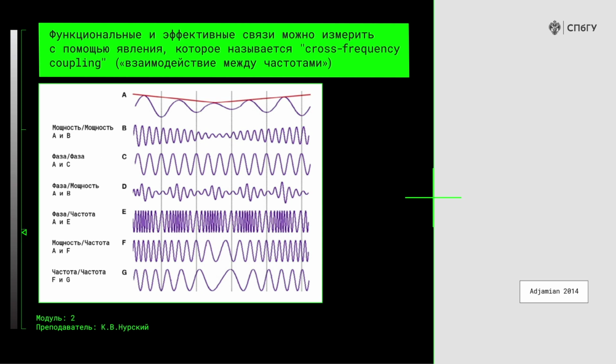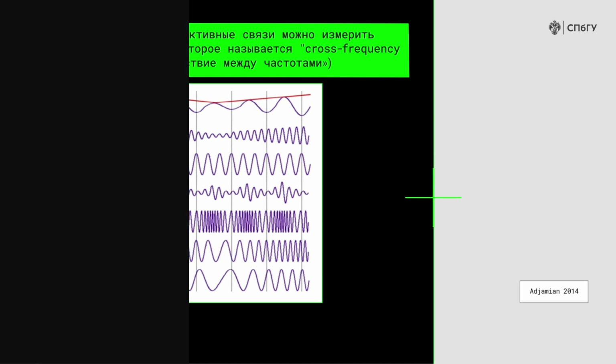Phase-to-phase coupling, as exemplified by sites A and C, is when a certain phase of the signal in A is associated with the same phase in C over time. Phase-to-power or phase-amplitude coupling, exemplified by sites A and D, is when the phase of a lower frequency oscillation in site A shapes the amplitude of a higher frequency oscillation in D. By analogy, other types of coupling include phase-frequency, power-frequency, and frequency-frequency coupling.